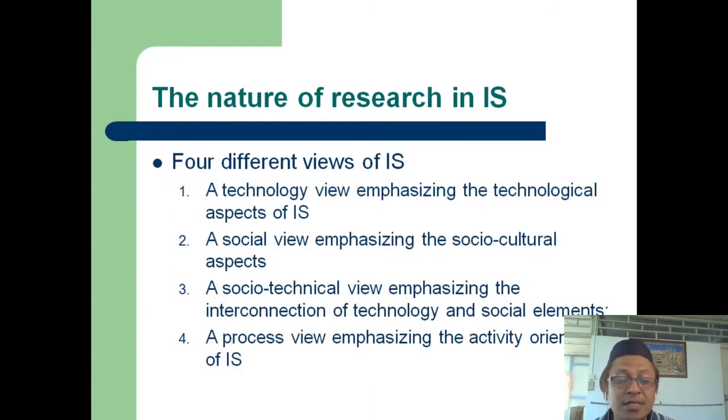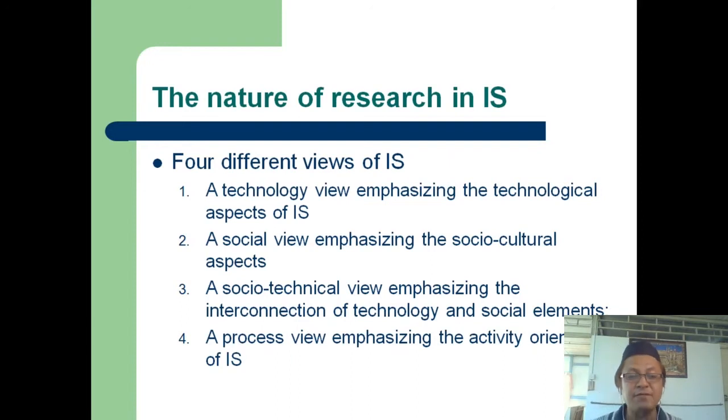All right, just now I mentioned that information system is viewed differently by different groups of people. So information system can be viewed as technology oriented, where the emphasis is on the technological aspect. That means on the hardware and on the software. It has also been viewed from the social point of view, where the emphasis is on the socio-cultural aspect. The third view looks into the socio-technical aspect, where it looks into the interaction or interconnection between technology and the social element, human being, community, society.